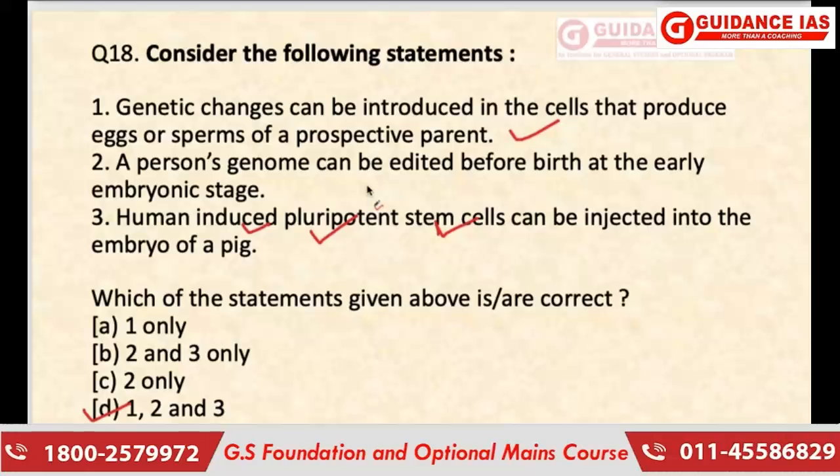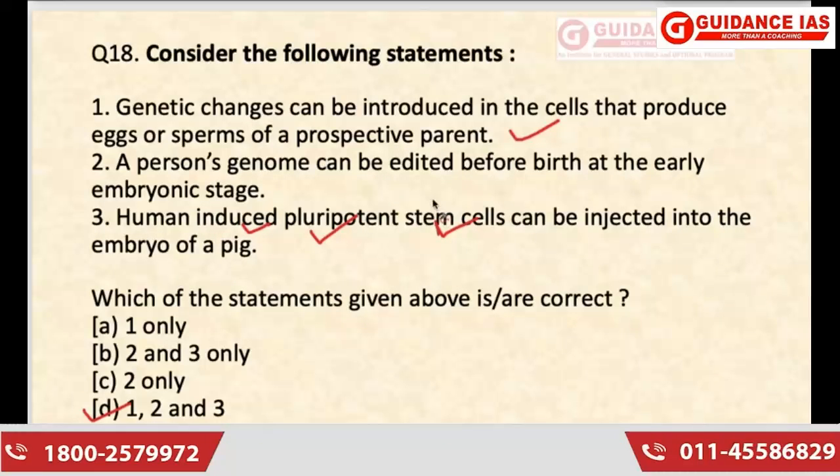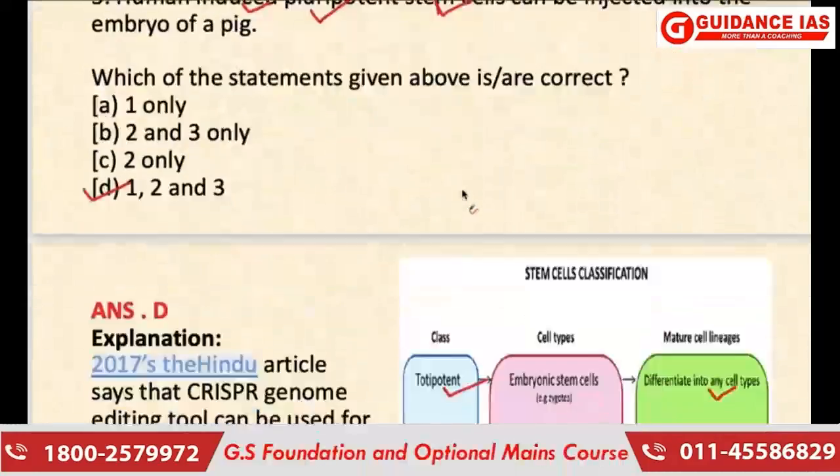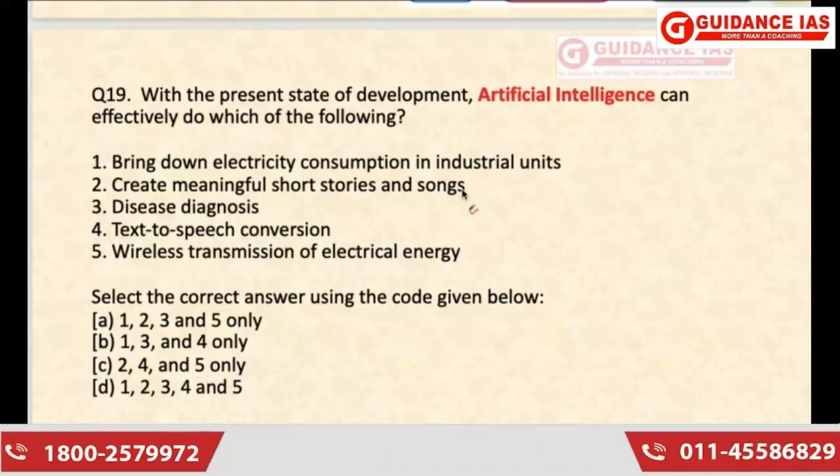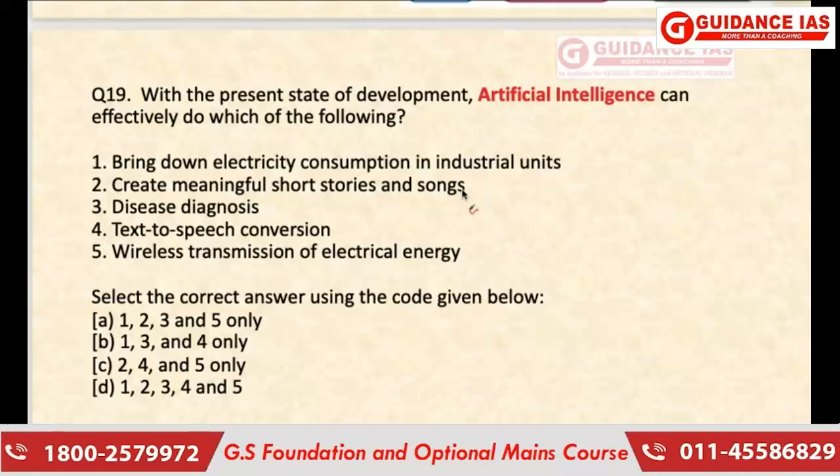I hope you are clear with what stem cells are. I hope you are also clear that you have to go and read the topic stem cell today itself, because this is a really, really important topic for the upcoming examination. Moving ahead with the next question, question number 19. With reference to the present state of development, artificial intelligence can effectively do which of the following?